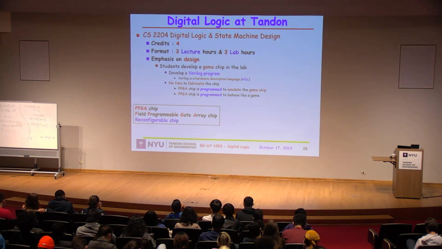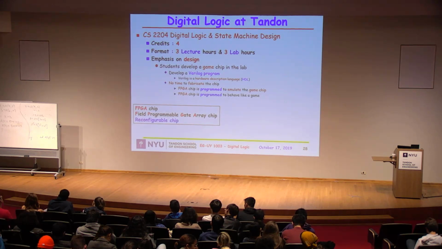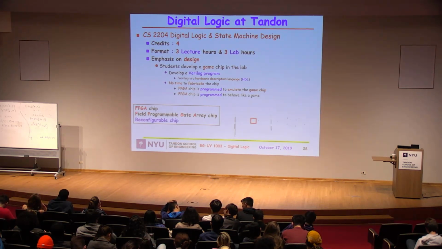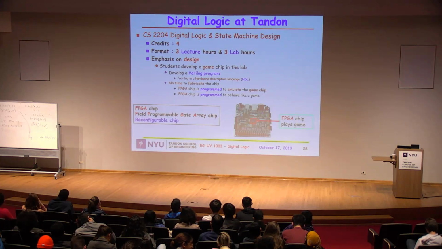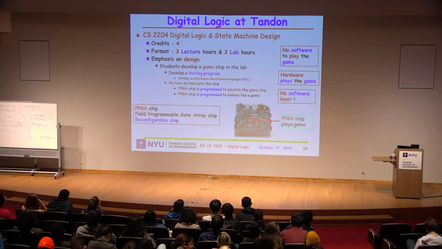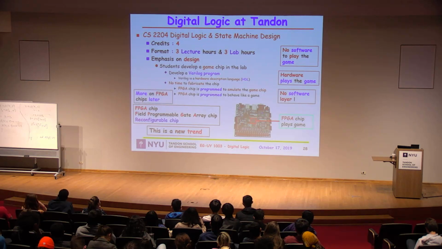So FPGA chips are faster than microprocessors, and they are as fast as GPUs. GPUs are good, but they consume a lot of electrical power, so they are not good for mobile applications. Cell phones, laptops, you need to be careful with GPUs, meaning graphics processors. So hardware plays the game, there is no software. All right? Okay. This is the new trend.